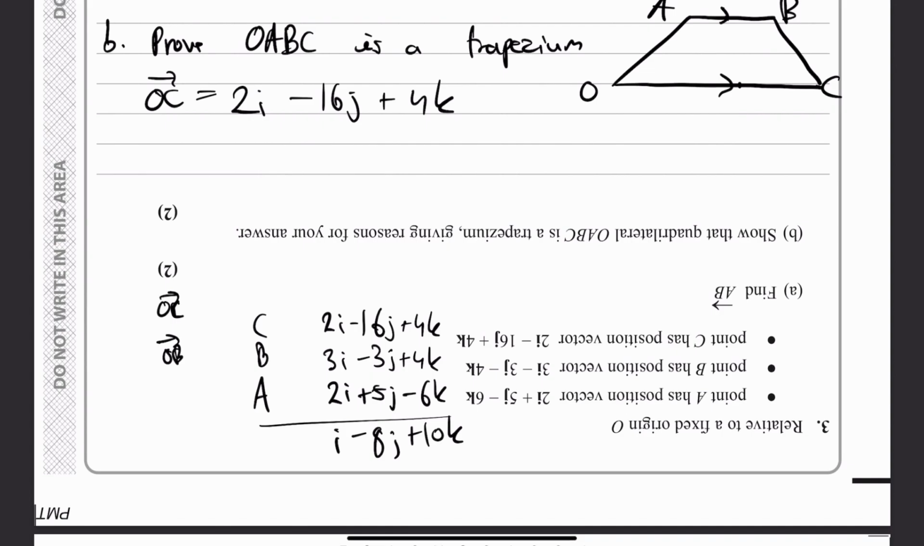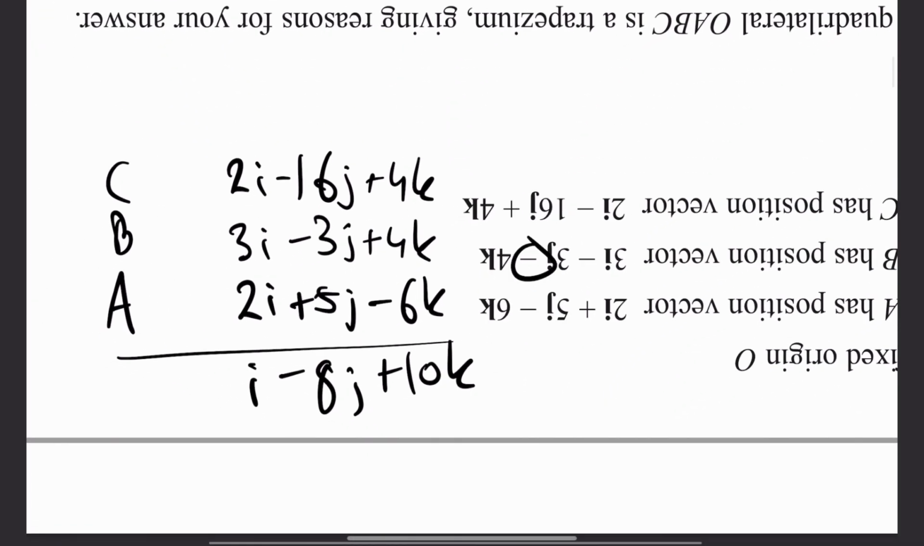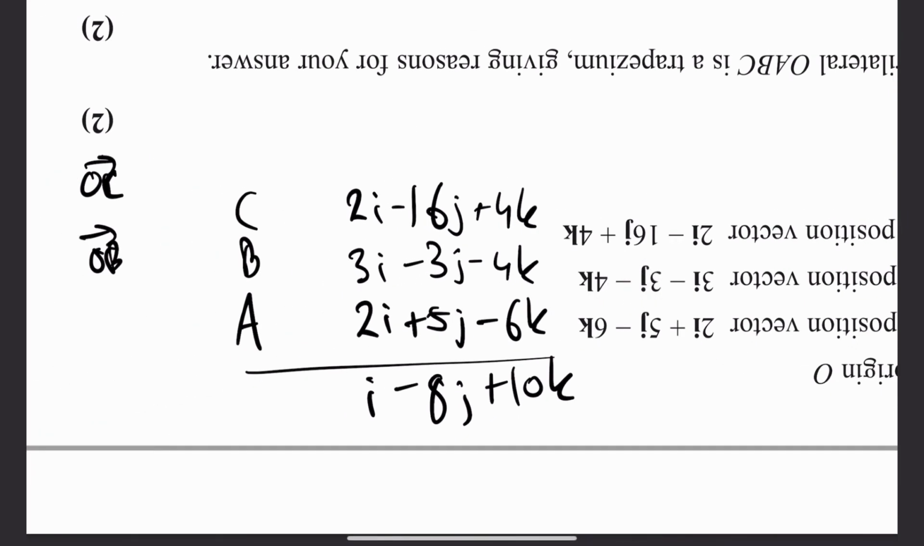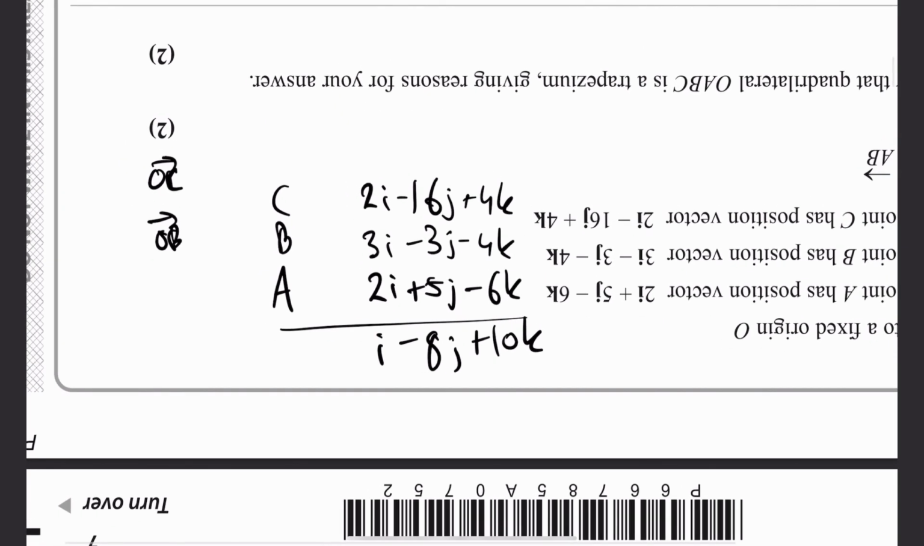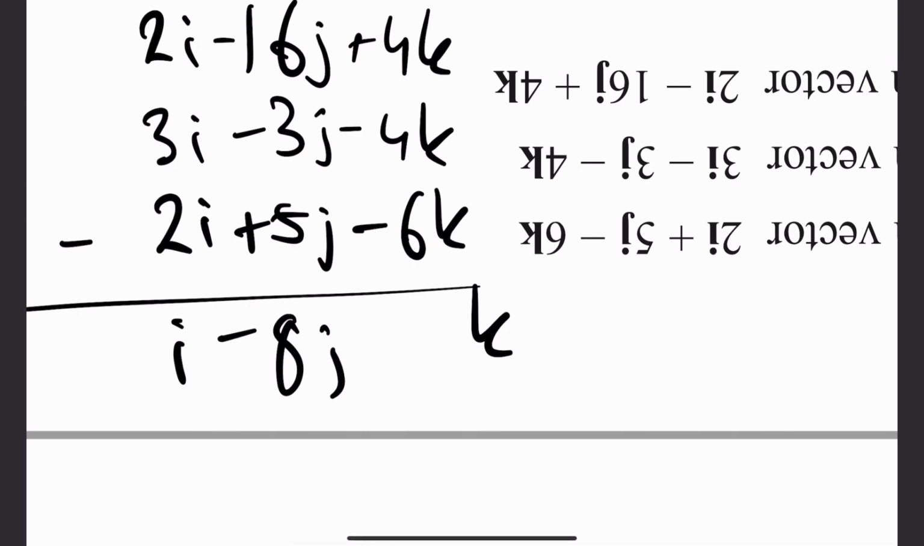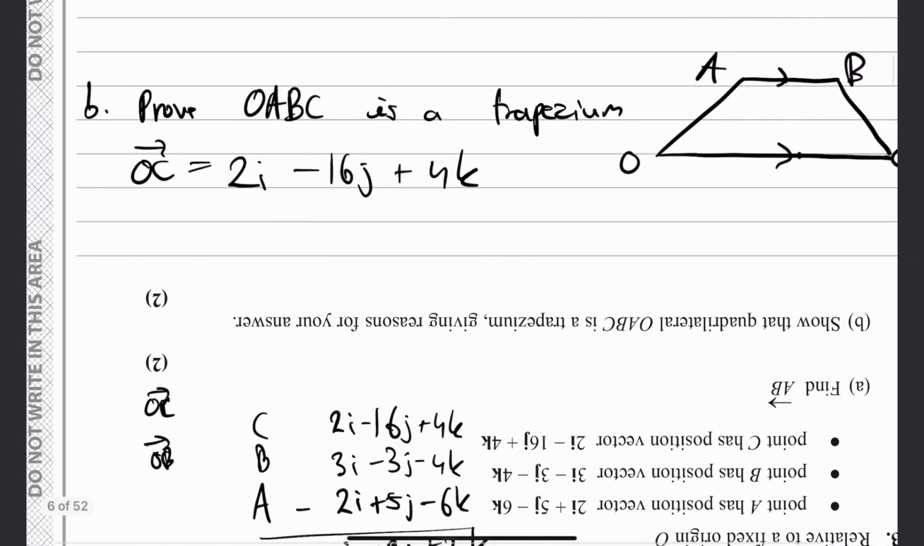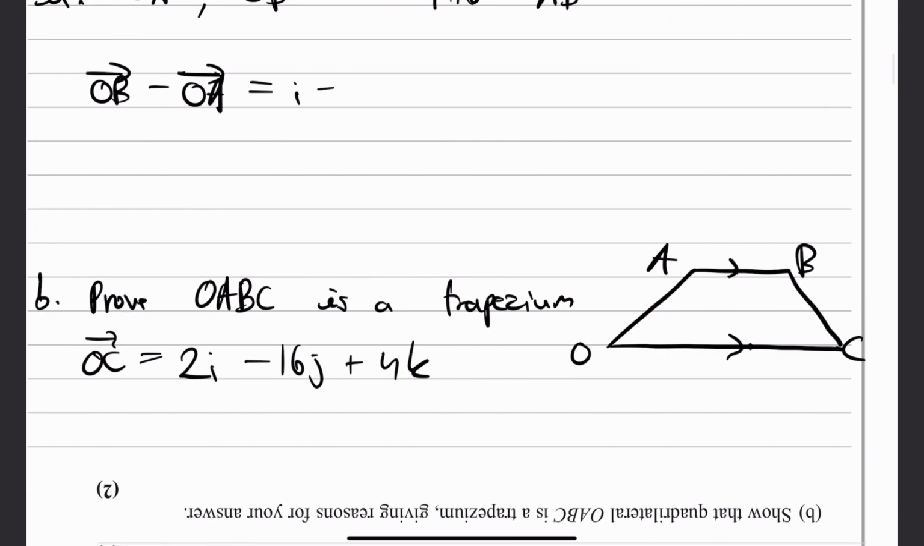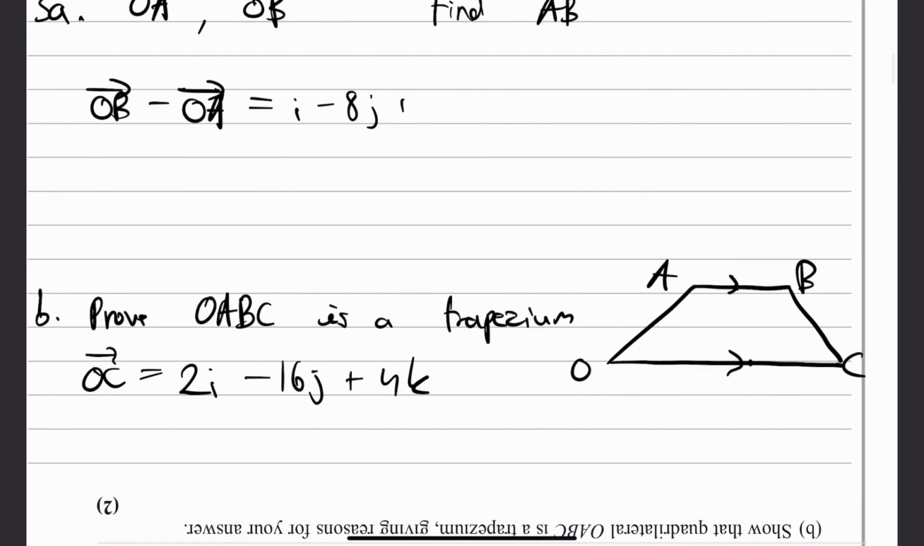Let's just make sure I got the numbers correct. 6k, 4k, minus 3. Oh, that's a minus. Oh my god. Oh my, silly me. Okay, so now we can actually work this out. So if we just subtract both of these, now you're going to see if we do minus 4 plus 2, that's going to give us plus 2, not plus 10. Okay, there we go. So write this down: i minus 8j plus 2k. Man, I lost a lot of time on that question.